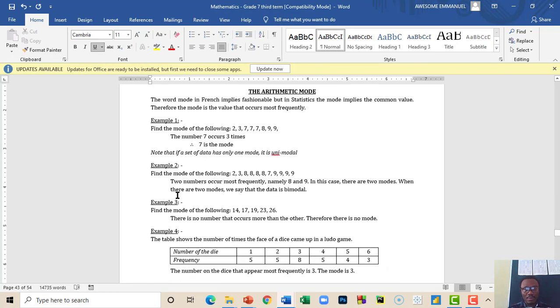There, like the statement here, there are 2 modes. When there are 2 modes, we say that the data is bimodal. Now for this example, the modes we have here are actually 8 and 9. So we'll pick the 2 numbers as the mode, and we say this set is bimodal.